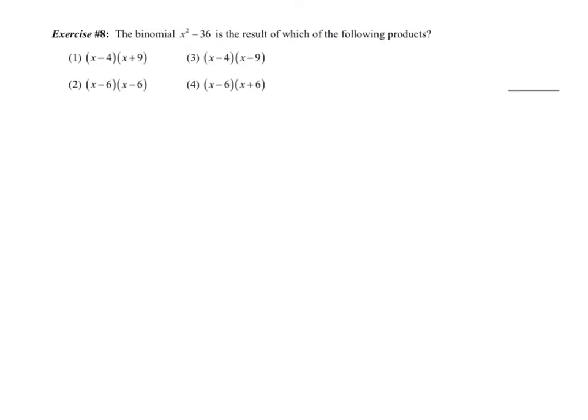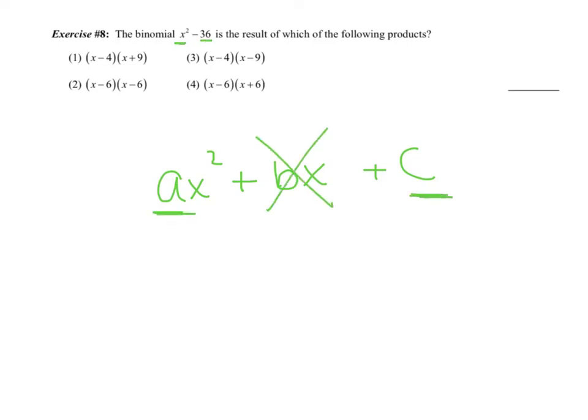Exercise 8, the monomial x squared minus 36 is the result of which of the following products? Well, notice the equation is ax squared plus bx plus c. I have the x squared term and I have the c term, which means the middle terms canceled, which means I must have multiplied by conjugates. That's the only way those middle terms cancel.